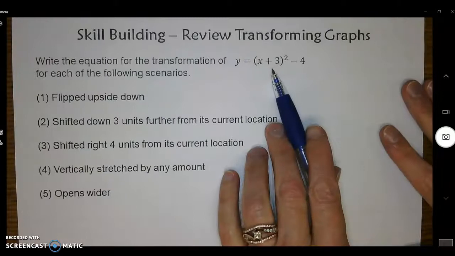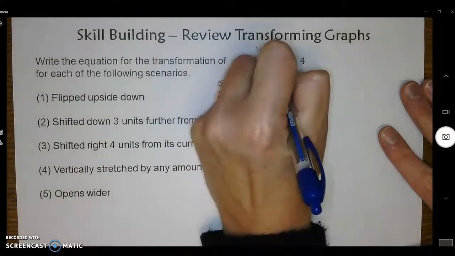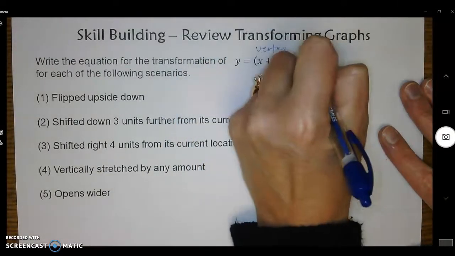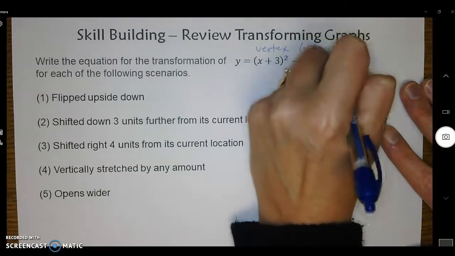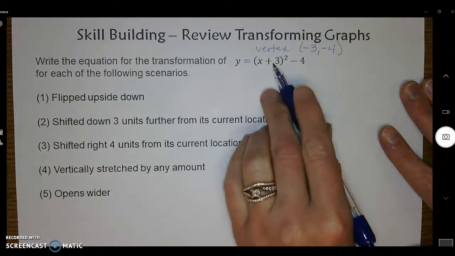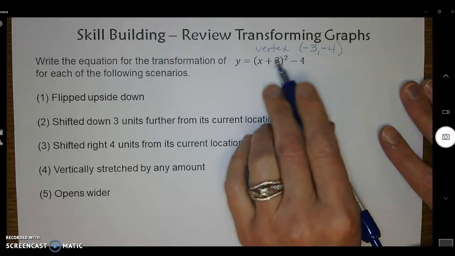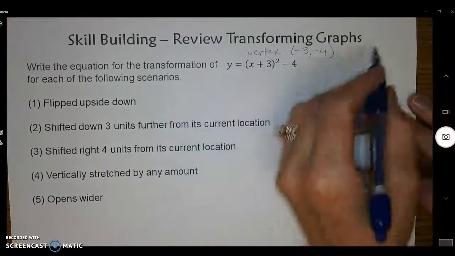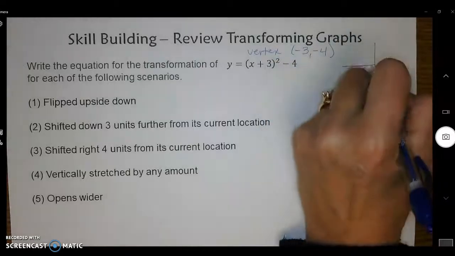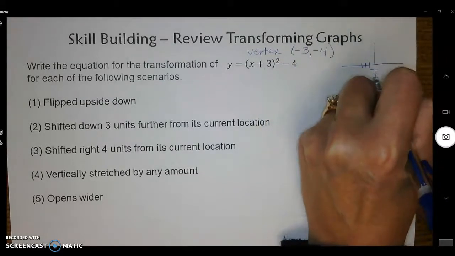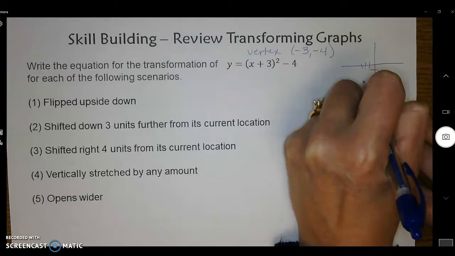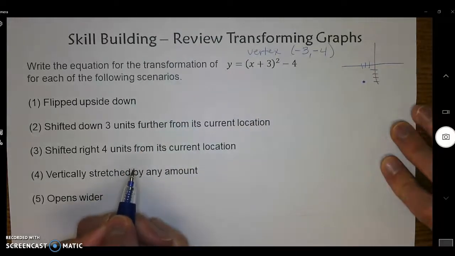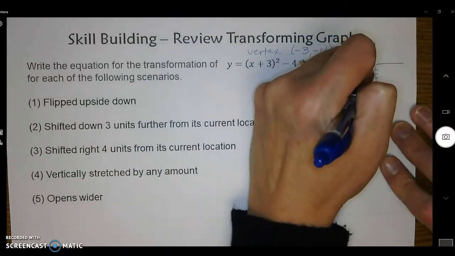First off, just a quick review, the vertex on this one is opposite h comma k, so -3, -4. Recall when you get it out of the parentheses, you have to undo it. Also, I can tell that this opens up because it has a positive a value. So 1, 2, 3, 1, 2, 3, 4. So right in here somewhere. And I'll just make it like this.